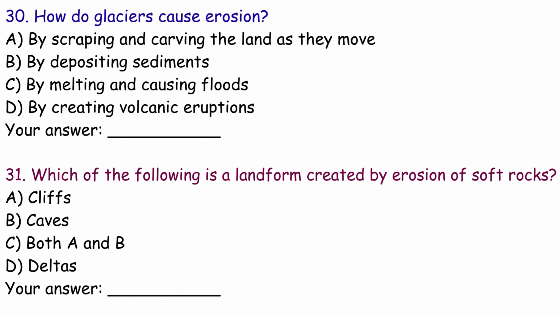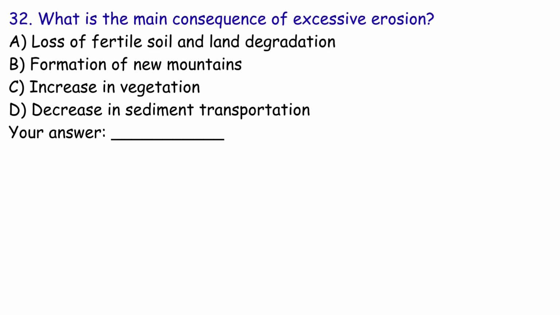31. Which of the following is a landform created by erosion of soft rocks? A. Cliffs. B. Caves. C. Both A and B. D. Deltas. Your answer.